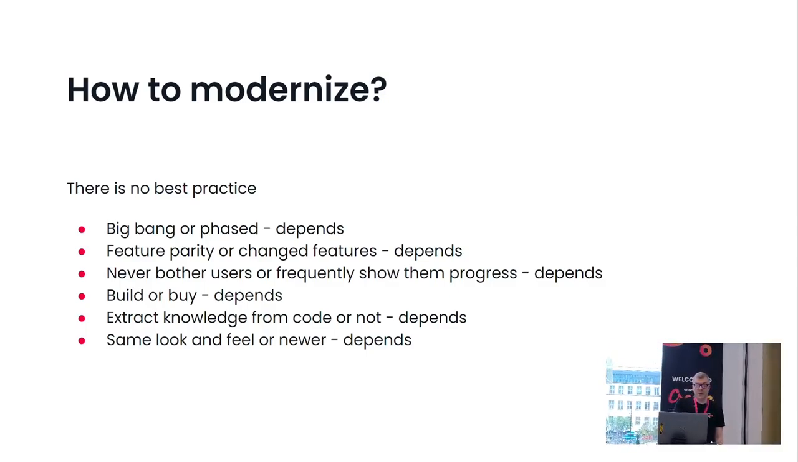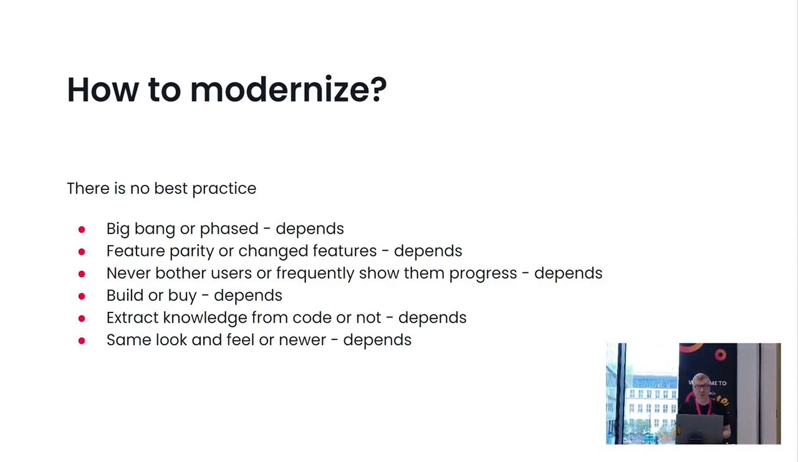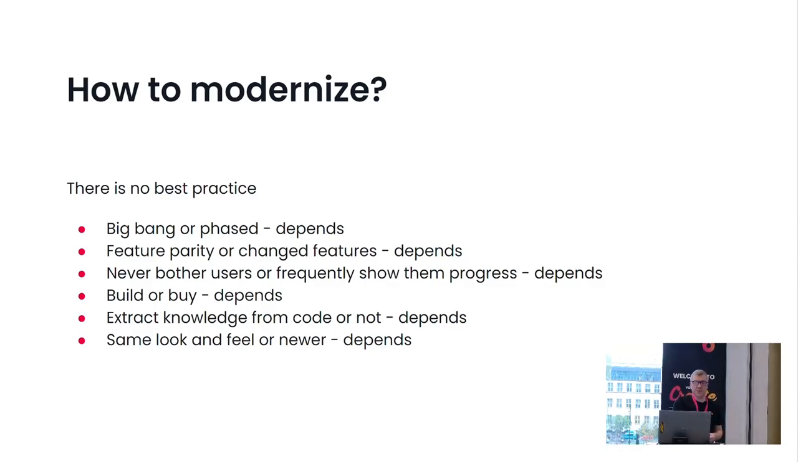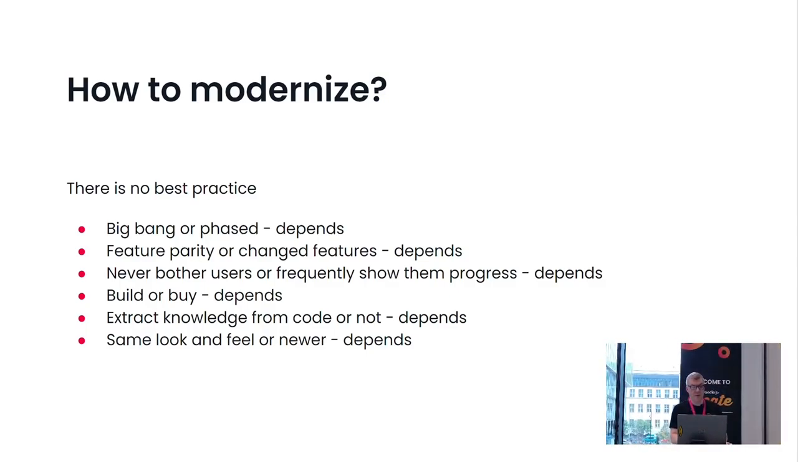Another dimension would be feature parity or changing features. Would you bother users? Do users want you to not bother them because they're too busy making money to talk to you people in IT? Or are your users really active and want to work with you and demand to see what you're working on so that they can have a say in what's happening? That depends on the culture of your company. Build or buy, there are reasons why that would depend as well. So there are quite a number of reasons why there is no best practice, and there really can't be a best practice around modernization. But what we can do is explore the practices that work.